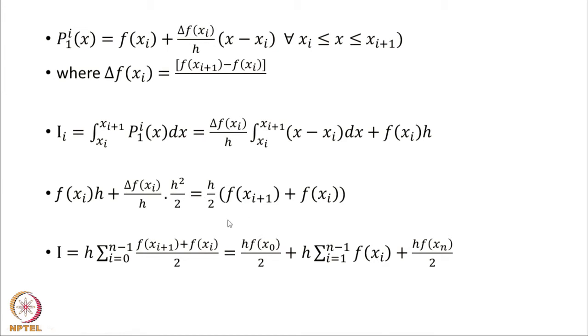So, since I have n such intervals, my total integral will be h into f(x0) by 2 and h into f(xn) by 2, and all the intermediate points have to be multiplied by h, because the first point is only h by 2 times f(x0), and the last point is h by 2 into f(xn). All the intermediate points will come twice, one from the left side, one from the right side. So, h into all the values of the function.